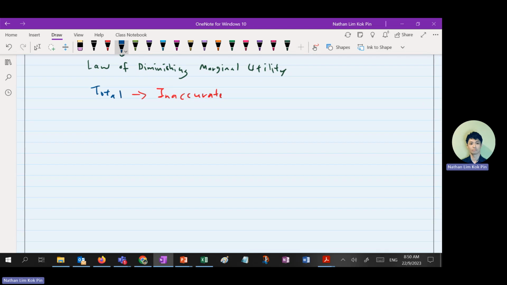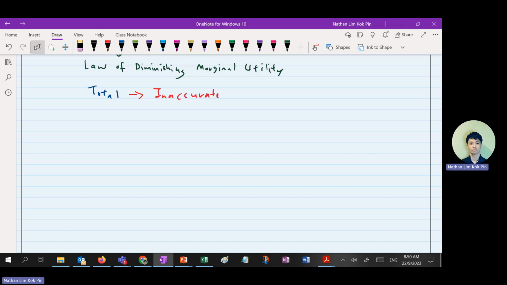Just like when I'm marking papers. I feel very satisfied initially. But if you ask me after I mark 1,000 papers what's my satisfaction, I have no idea. Same thing, right? Makes sense? So this is why total is inaccurate.